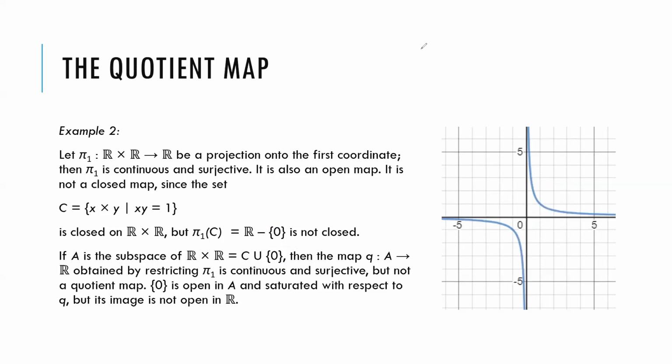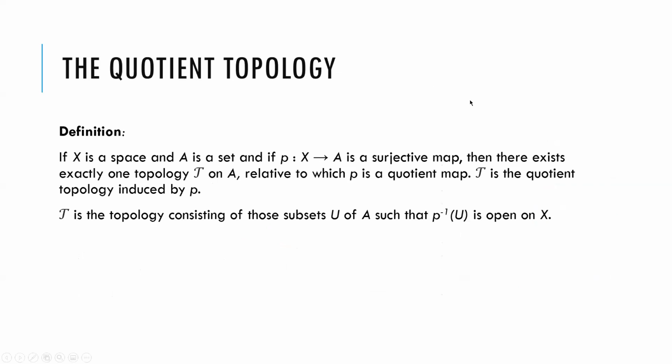Okay, so next is a definition, which is for the quotient topology. So if X is a space and A is a set and P maps X into A as a surjective map, then there exists exactly one topology T on A, relative to which P is the quotient map, and T is the quotient topology induced by P. So T is the topology consisting of those subsets U of A such that the inverse image of U is open on X.